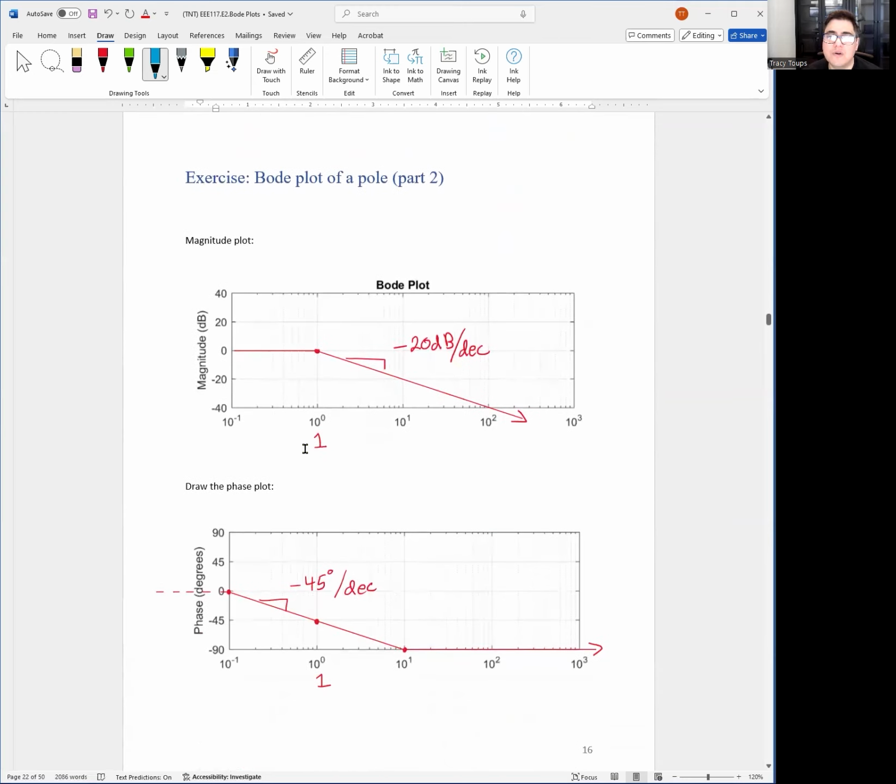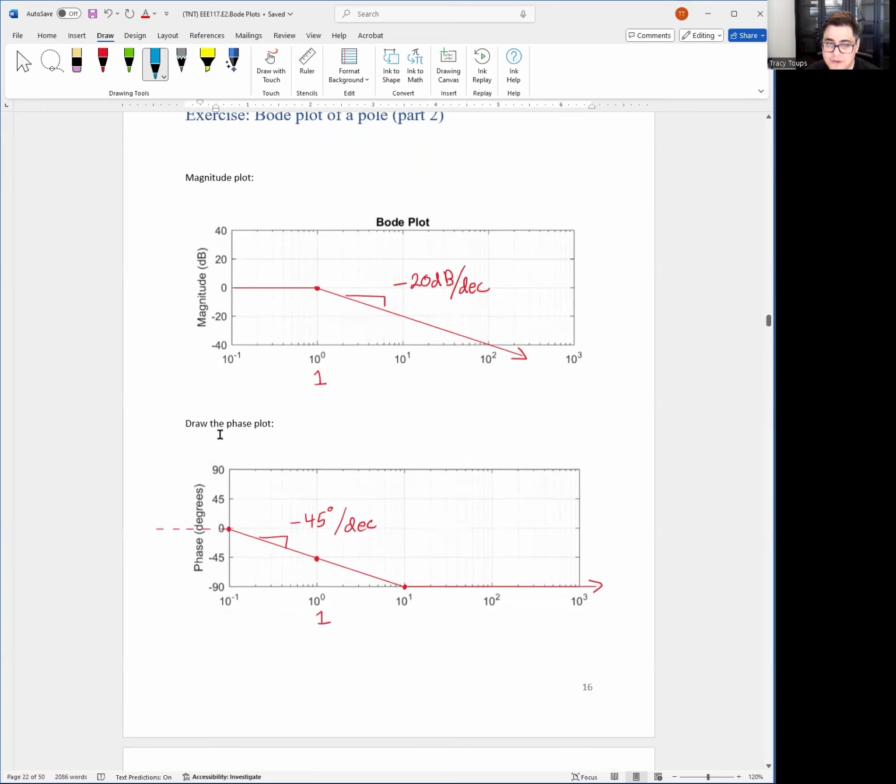All right, so we have a frequency of 1 where our pole is. So we're just going to slap this dot right here at magnitude 0. This is the point where we're going to start sloping down at the -20 dB per decade slope, because this is a pole, and after you hit the frequency of the pole, it will start attenuating the signal. Anything before that is going to stay at 0 dB.